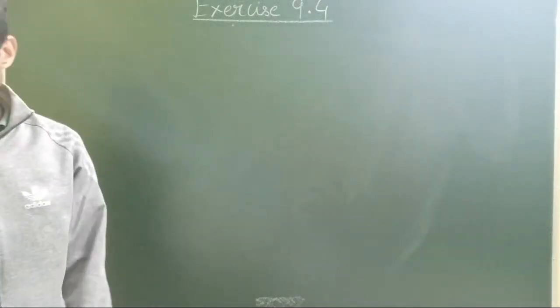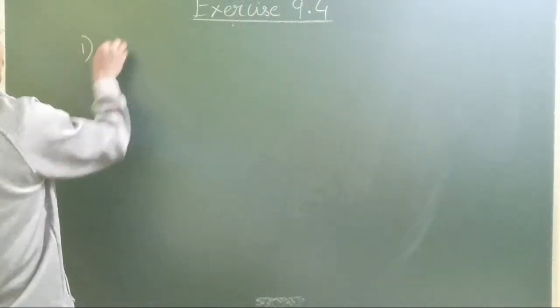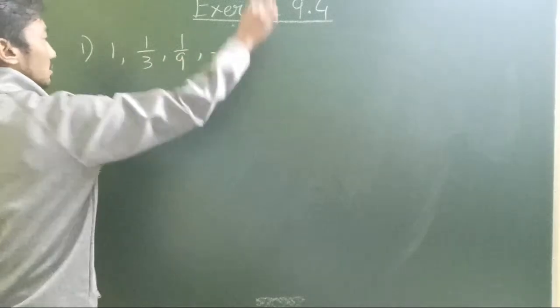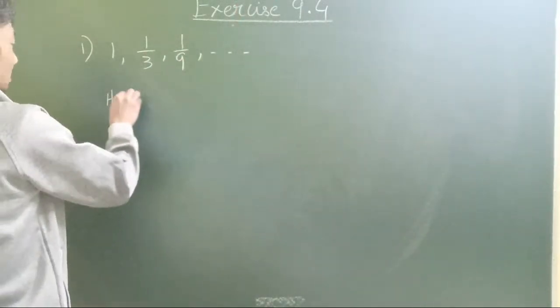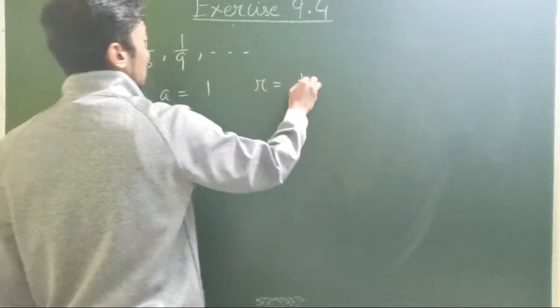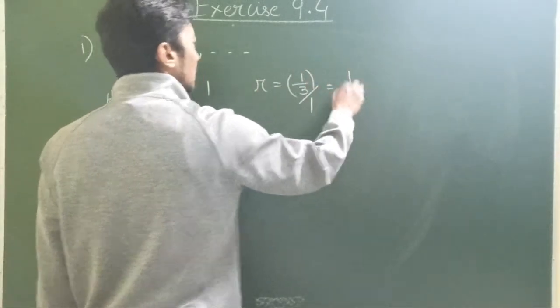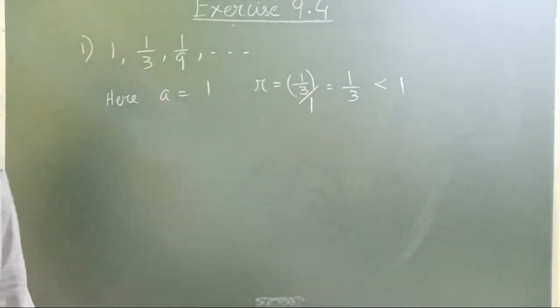The first question reads: find the sum to infinity in each of the following geometric progressions. The first one is question number 1: 1 by 3, 1 by 9, and so on. Here the first term is 1. The common ratio is 1 by 3, that is, 1 by 3 upon 1, which is 1 by 3. So definitely this is less than 1. 1 by 3 is of course less than 1.